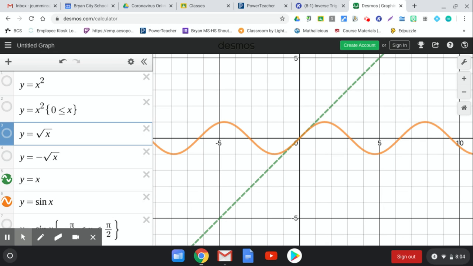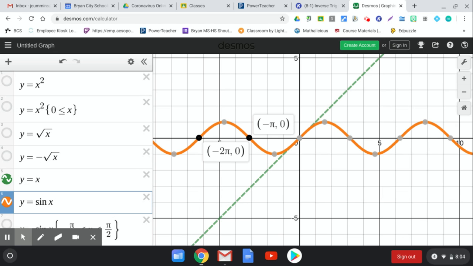If we reflect this across the axis, instead of being a wave across the x-axis, it's going to be a wave up the y-axis. Now, if we do the inverse of sine, it is not going to be a function because it does not pass the horizontal line test. Just think about drawing a horizontal line here. See how many times it hits? No good.